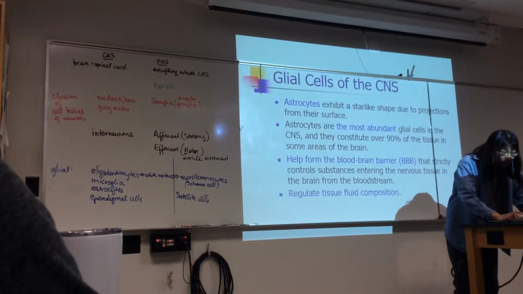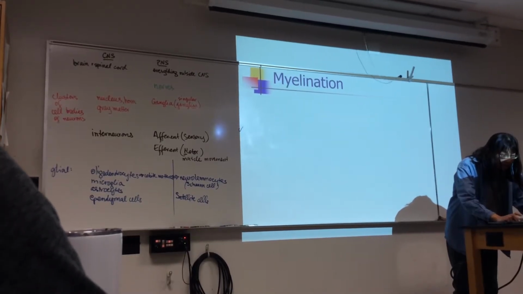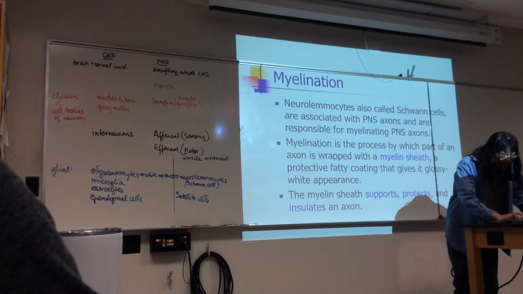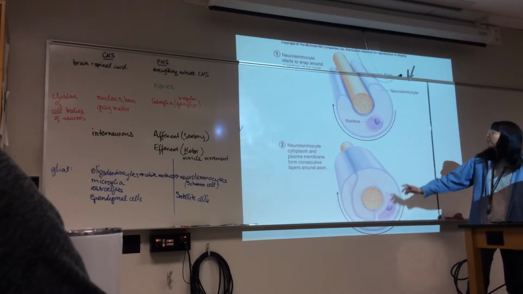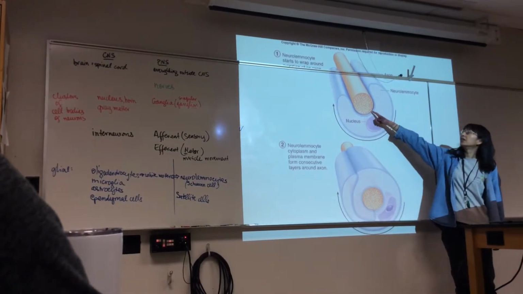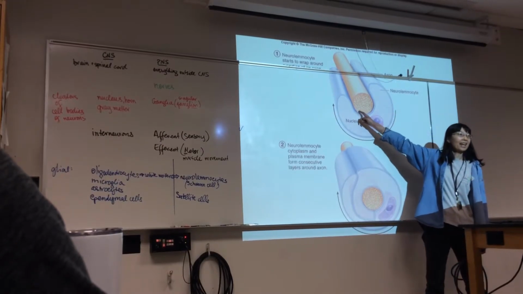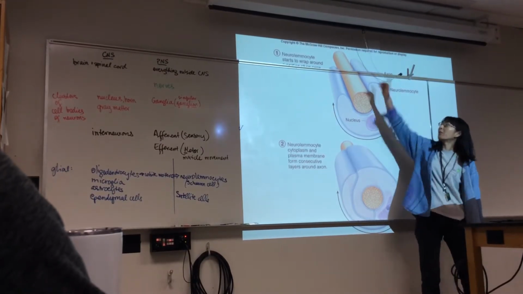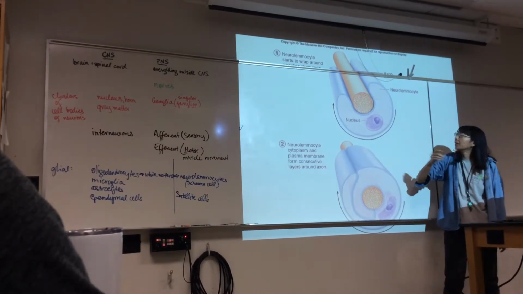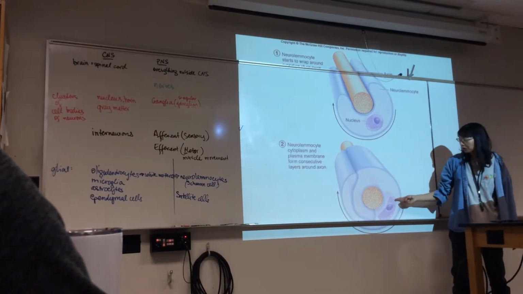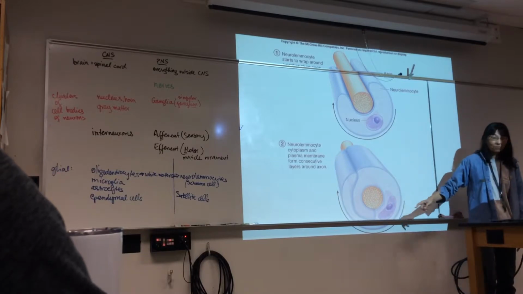So here's a good picture, because what it's pointing to is like blank. So here's what's happening. This cell here is a neurolemmocyte, okay? And that's an axon. So the cell body is like up there somewhere. Does that make sense? And so what's going on? What's happening to this neurolemmocyte? Wrapping around. It's wrapping around the axon, agree?